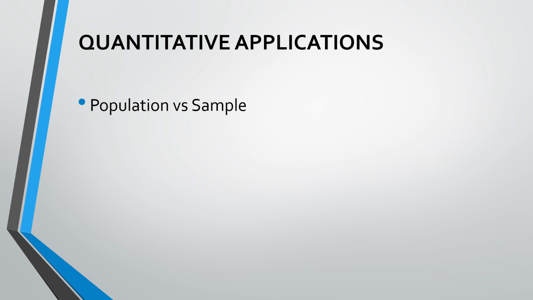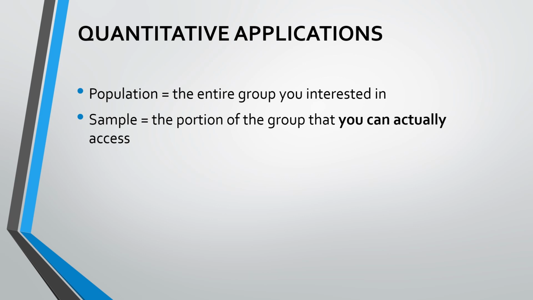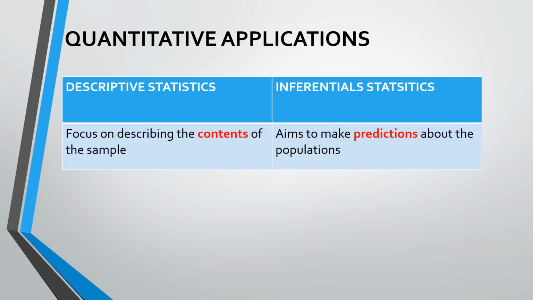Population vs. sample. Population equals the entire group you are interested in. Sample equals the portion of the group that you can actually access. Descriptive statistics focus on describing the contents of the sample. Inferential statistics aim to make predictions about the populations.